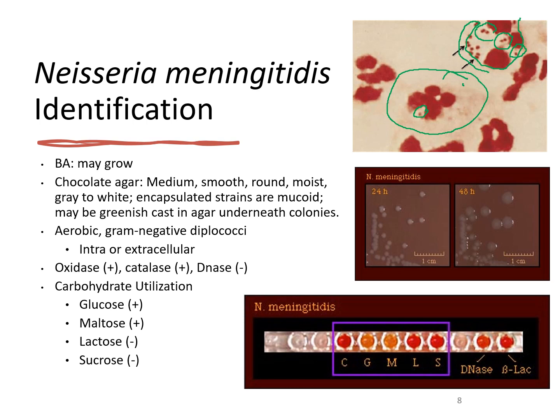These organisms are oxidase positive, catalase positive, and DNase negative. And again, when you're looking at carbohydrate utilization, these organisms use glucose and maltose. You can see that glucose and maltose there at the bottom have turned yellow.